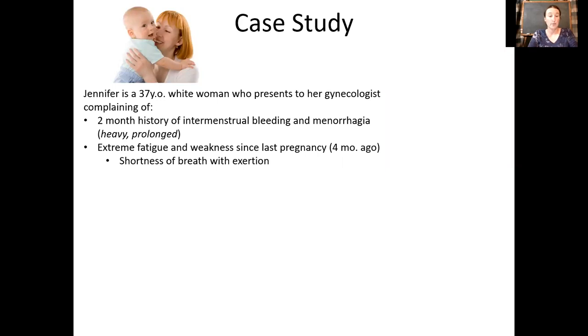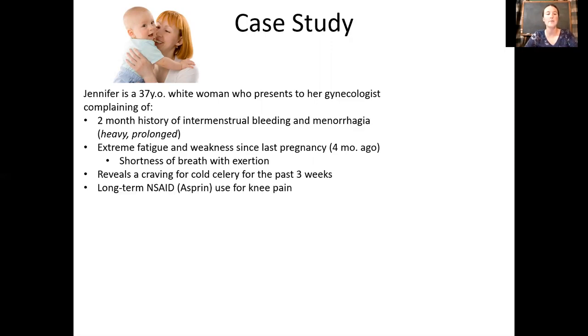She has shortness of breath with exertion and has craved cold celery for the past 3 weeks. This might seem really out of place here, but in fact, all of these tiny details, which might not immediately come up in an interview with a doctor, might come up if you are an occupational therapist, nurse, MA, or any kind of individual working with the patient, right? So, craving cold celery for the past 3 weeks.